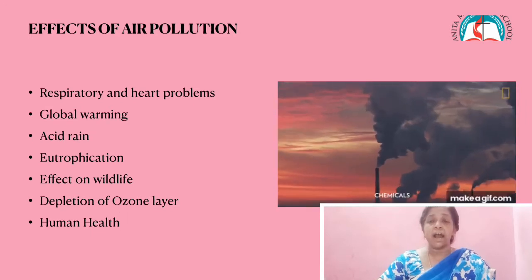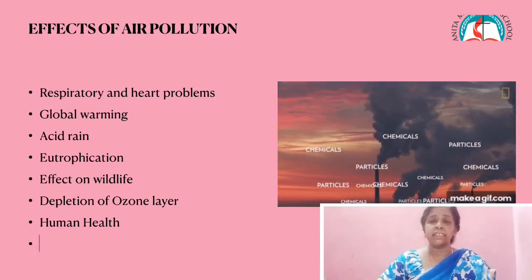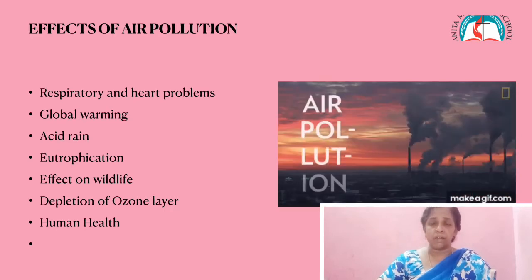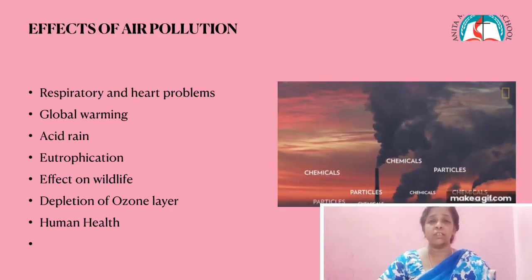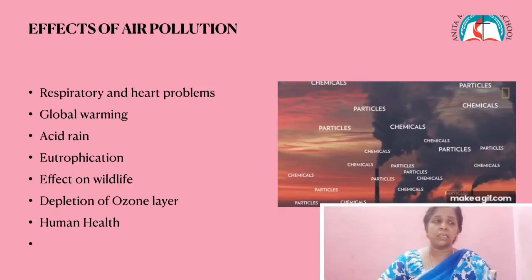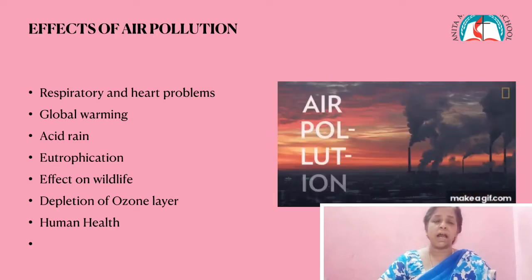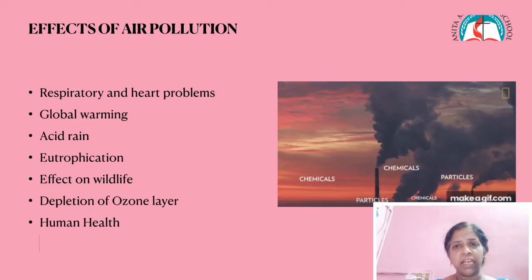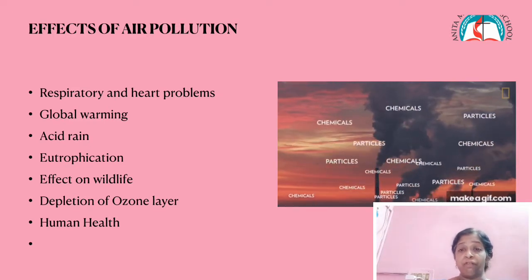Acid rains. Harmful gases like nitrogen and sulfur dioxide mix into the atmosphere because of the burning of fossil fuels, and because of that we get acid rain, and acid rain causes great damage to human beings, animals and crops. Now the next effect of air pollution will be eutrophication.